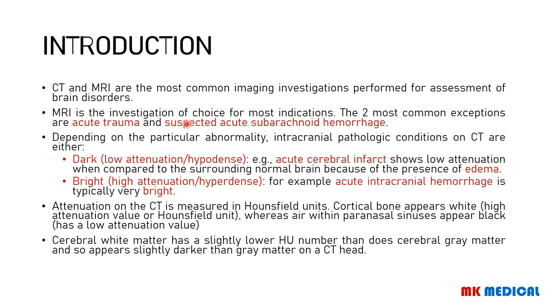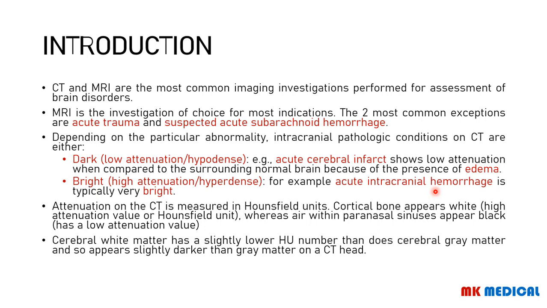Now, depending on the type of abnormality that you have on the CT scan, you may get two things. You may either get it appearing dark, what we call low attenuation or hypodense lesion. This is very common with the acute cerebral infarct. So they show low attenuation compared to the surrounding brain tissue. So they'll be darker, grayer than the surrounding tissue. This is due to the presence of edema. Then you can have a bright lesion, which we can call a high attenuating lesion or a hyperdensity. So this is seen with acute intracranial hemorrhage. So it's typically bright on the CT scan.